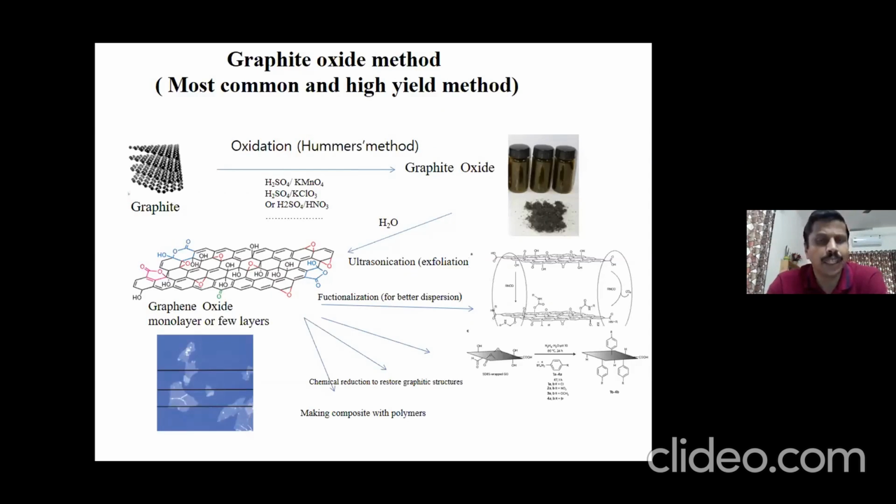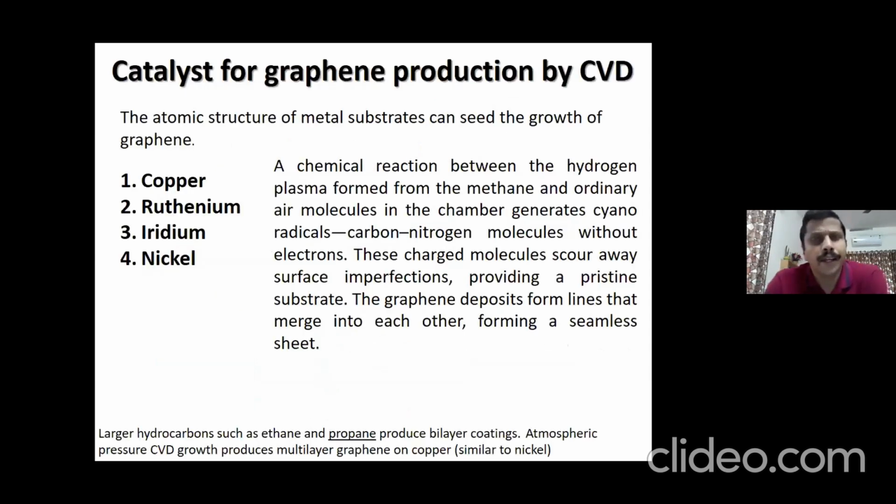So what you are seeing here is the process involved in the preparation of graphite oxide, right? Then you can do further chemical treatment to reduce the graphene oxide to graphene. That is also possible, right? Depending on your requirement, you can do different modifications on this material. And other than that, as I told you, we can use a catalyst-based graphene production by CVD. You can use copper, ruthenium, rhodium or nickel catalyst. The commonly used catalyst is copper.